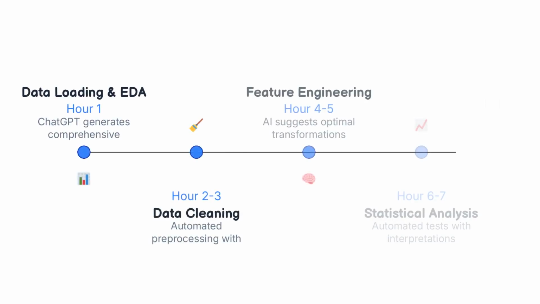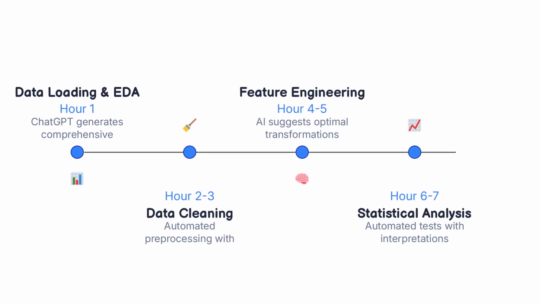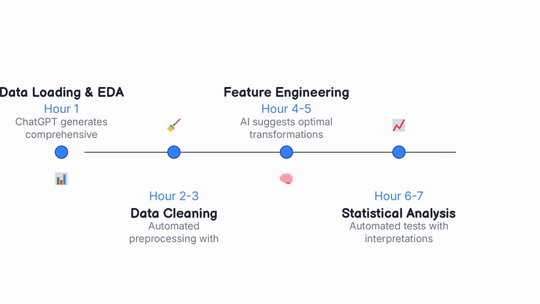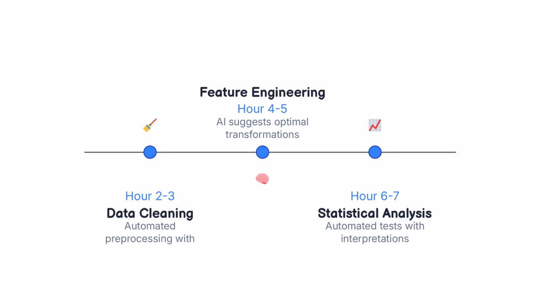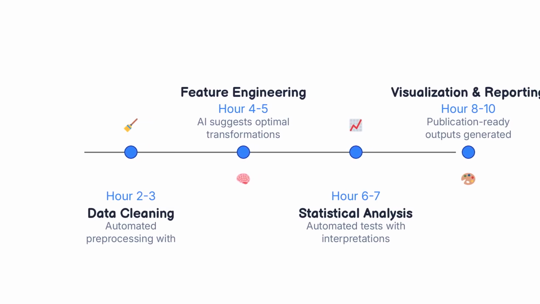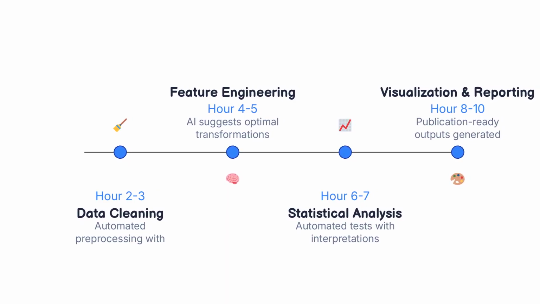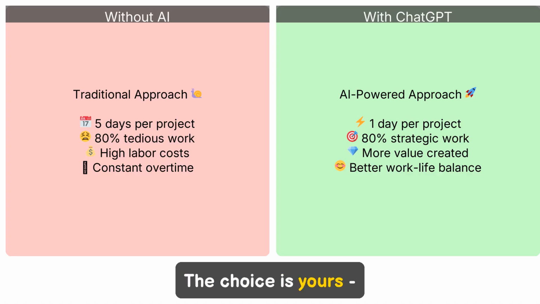Let me show you how your typical data analysis workflow transforms when you integrate these ChatGPT prompts. Traditional workflow used to take 40+ hours spread across a week. Now, with AI assistance, the same quality of work happens in under 10 hours. This isn't about cutting corners. It's about eliminating inefficiency and focusing on what matters: insights and decisions. The choice is yours. Stay in the past or embrace the future.